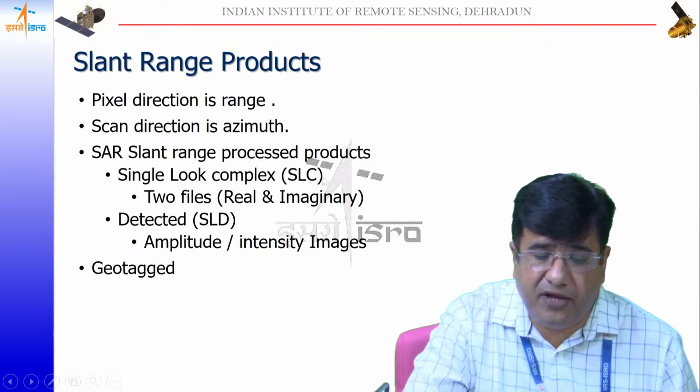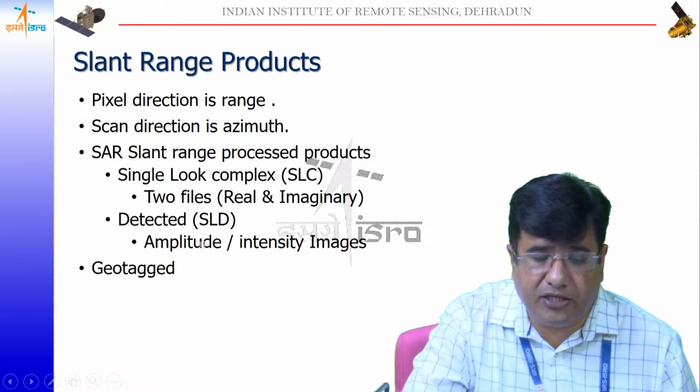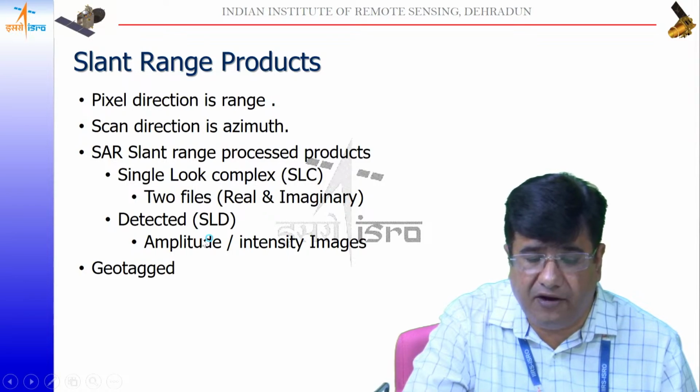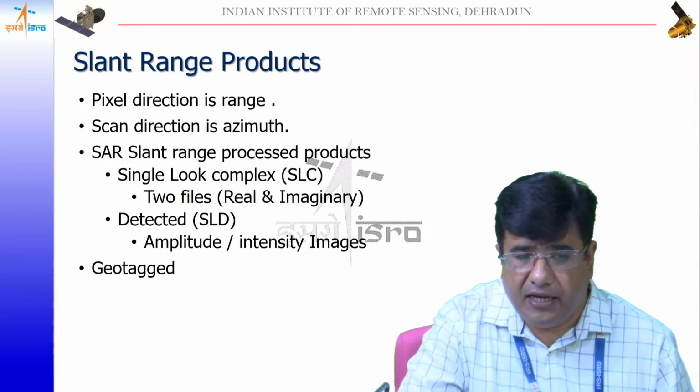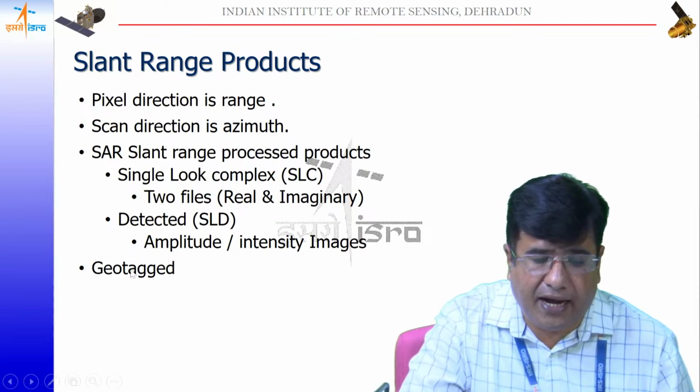In the SLC image, we have two files, the real and imaginary files, but in the detected product we have a single file, which is the amplitude. So how do we get the amplitude? Simply the square root of real square plus imaginary square, and it is geotagged.